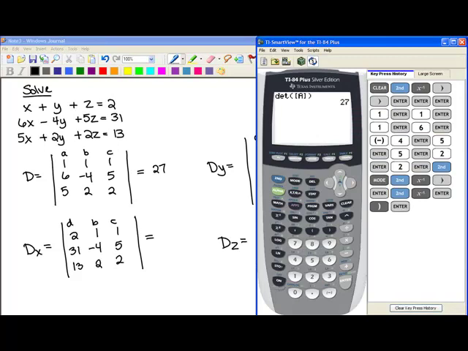Now do exactly the same process for each determinant. To enter in the next one, press second matrix. Press over to the right to edit. Choose matrix A and enter in the constants.